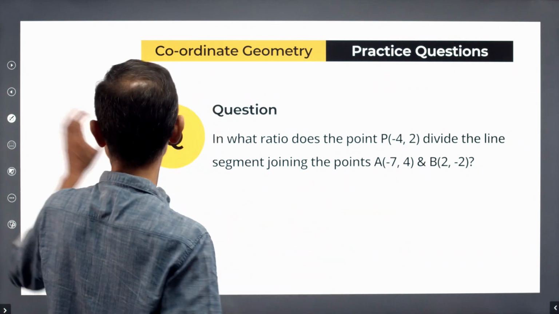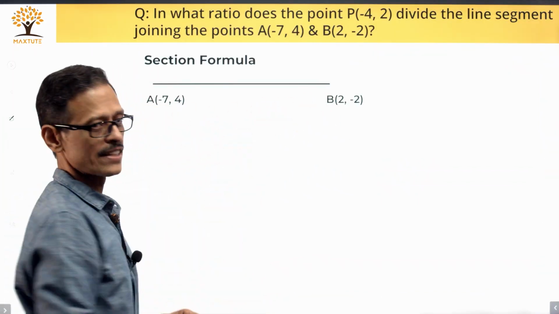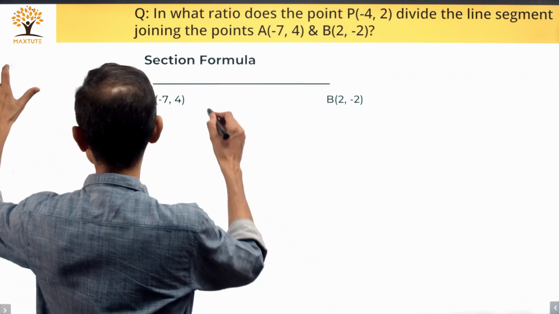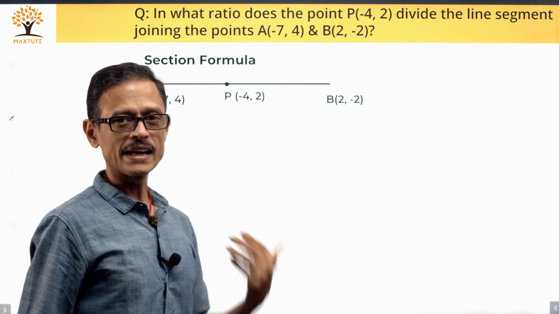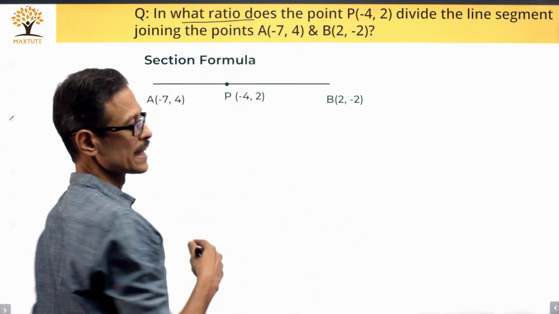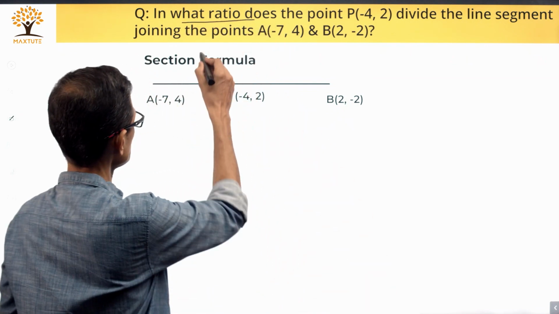So, what do we have? We have the coordinates of the end points of the line segment, A and B, given to us. We even have the coordinates of the point P which is lying on this line segment, which is (-4, 2). So, what are we expected to find out? We are expected to find out the ratio in which it divides it. So, it is an application of the section formula.